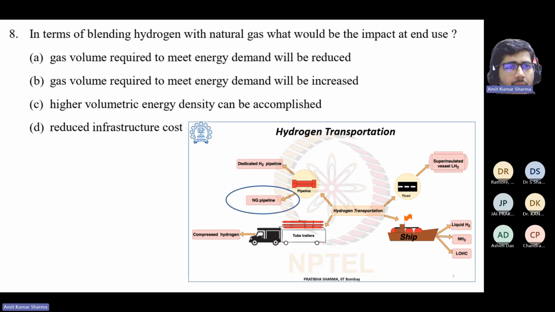So in terms of blending hydrogen with natural gas, what would be the impact at end use? A: Gas volume required to meet energy demand will be reduced. B: Gas volume required to meet energy demand will increase. C: High volumetric energy density can be accomplished. D: Reduce infrastructure cost. It will be B. Gas volume will be increased.